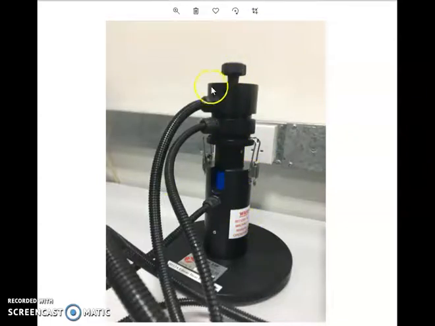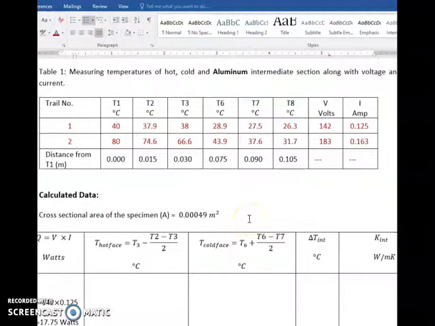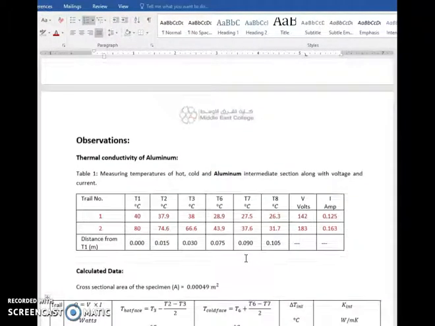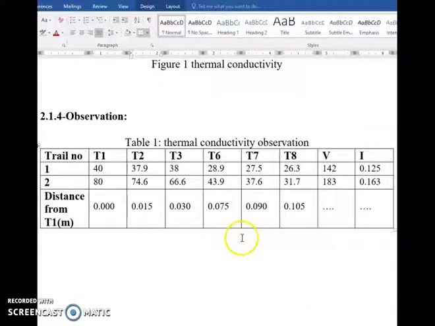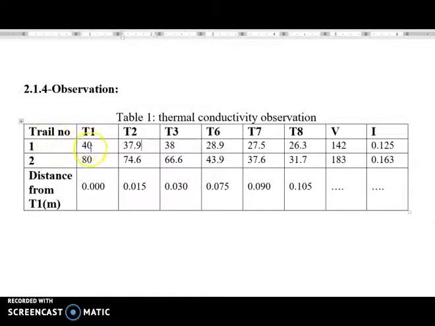Heat transfers from high temperature to low temperature, you know this, right? So we are going to check how the heat is transferring from the high temperature to the low temperature. This is the observation sheet. You are going to have an observation sheet like this. I'm going to explain with an example which is very easy to understand. I have taken some values: trial 1, T1, T2, T3, T6, T7, T8, then you note down V and I, and trial 2 like this.